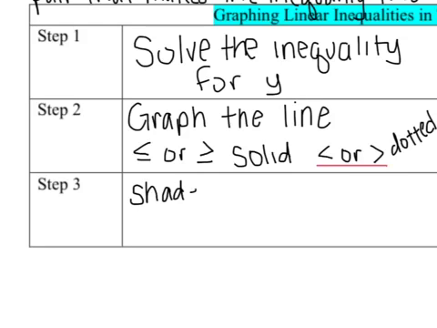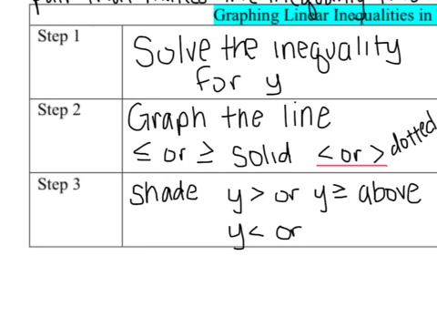Your graph will be shaded in part of it because an inequality includes everything greater than that line, so it includes a whole bunch of space. So you will shade the graph if you have y is greater than or y is greater than or equal to. You shade above the line because it's greater than that. If you have y is less than or y is less than or equal to, you shade below the line because your inequality is everything below that line, your solutions.